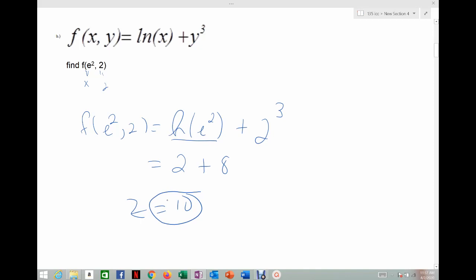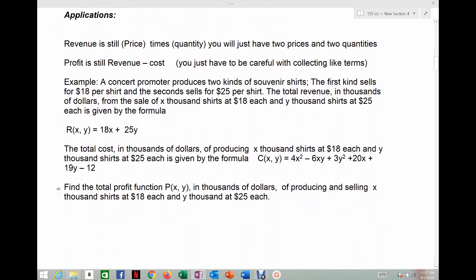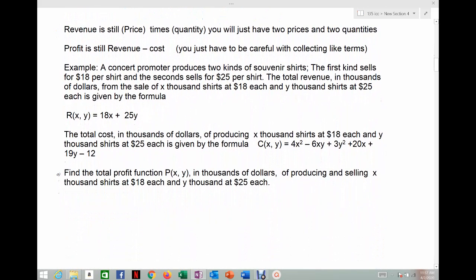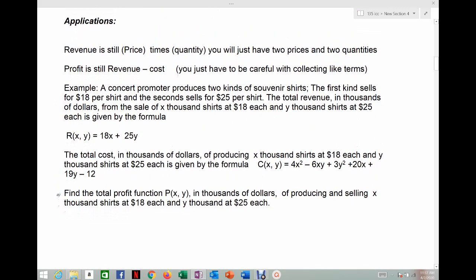So again, not really new, it's just two parts to it. There's an x part and a y part, and I just have to be careful when I plug it in. A simple application, and most of our applications we will stick to will be revenue, cost, and profit, just like the one variable case. We just have two variables.